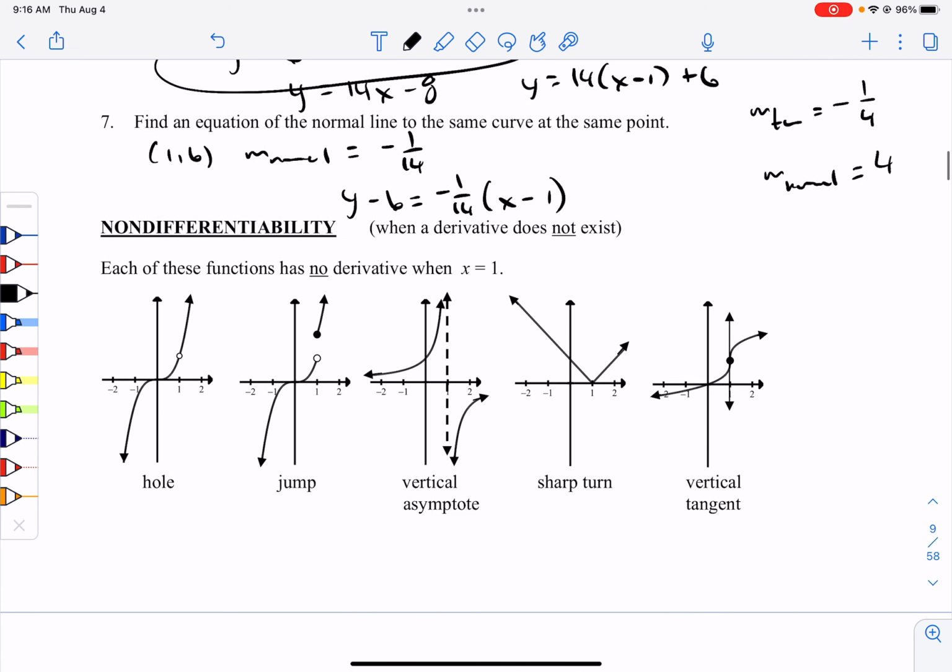All right, non-differentiability. We mentioned this in the last class, that the derivative does not always exist. There is not always a slope at a point. And here are examples of where a derivative does not exist, okay? A derivative does not exist when there's a hole in the original function. So all of these functions are f of x, okay? If there's a hole in my original function, the derivative does not exist at that point. If there's a jump in my original function, the derivative does not exist at that point.